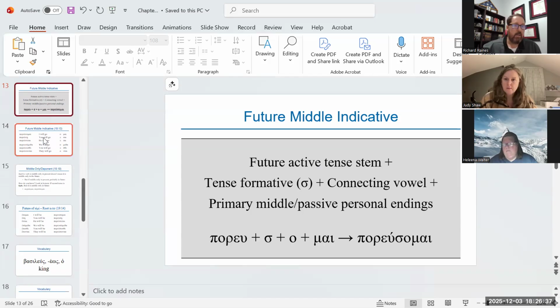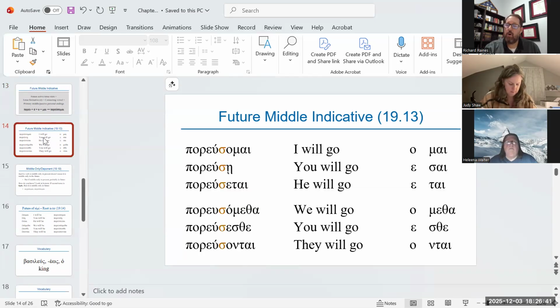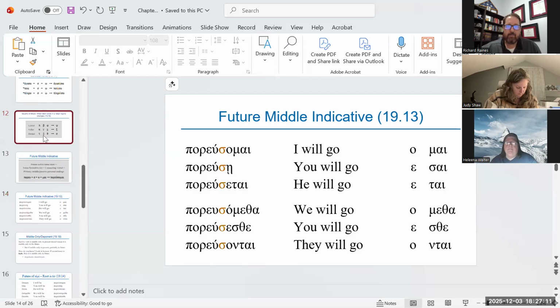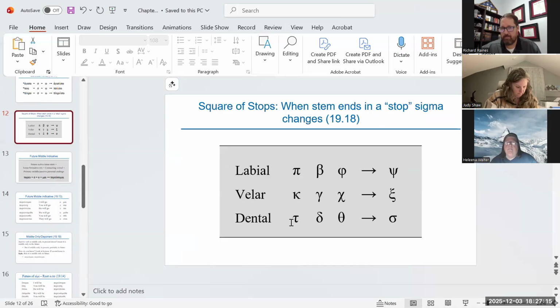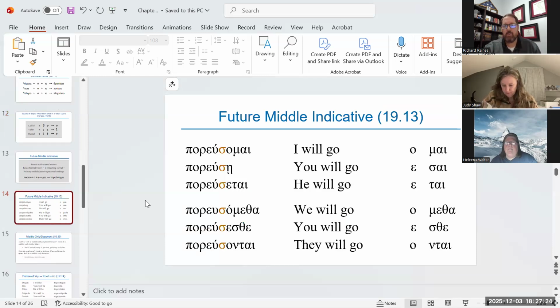And here is the paradigm. You've already learned this paradigm, or you're in the middle of learning this paradigm, because we just talked about it, I think, last lecture or so. This is essentially the present, middle, and passive with a sigma. And those same rules apply if the stem ends in a stop. You'll see that sigma become either a psi or a xi, or it'll stay a sigma if the stem ends in a tau, a delta, or a theta. Let me go back to the paradigm. This is the paradigm you'll learn. So it's really not a new paradigm you're learning. You're still going to be learning that other paradigm, but this just helps you. If you see that sigma, then you know that you're dealing with a future middle indicative.